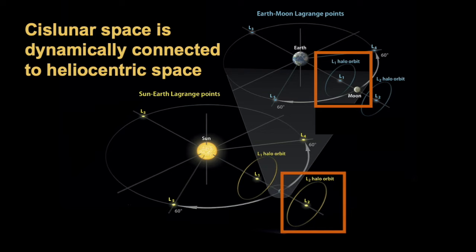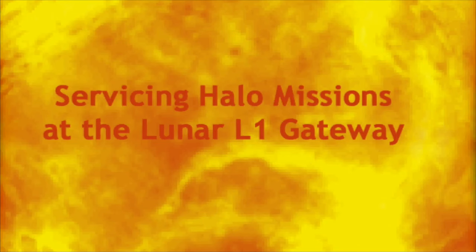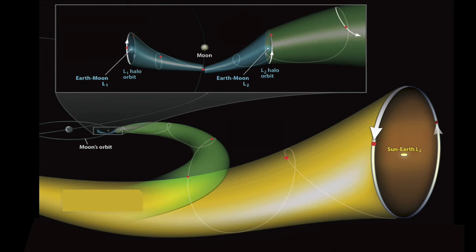It actually takes a similar amount of energy once you've left the Earth to get from one to the other, and they're connected. So there are natural transfers between a lunar L1 halo and a, I mean, Sun-Earth L1 halo. And we can calculate these. This is kind of an artist's rendering of what these tubes and dynamics along the tubes look like. I think this is a good video to show. I'm not sure if it starts.